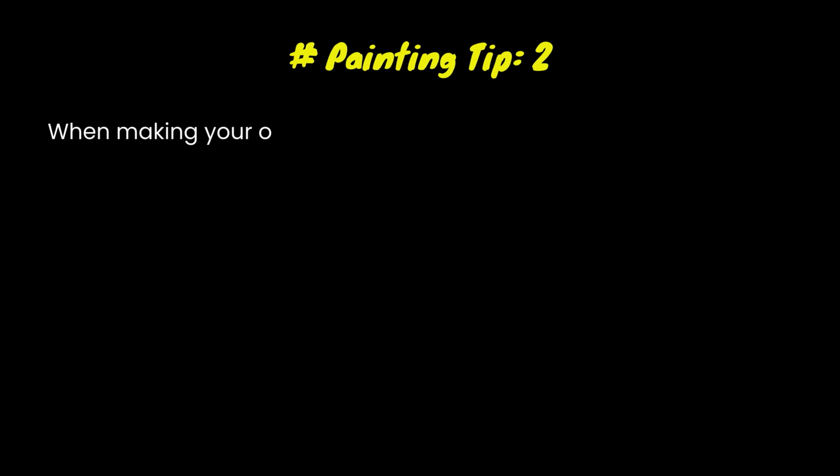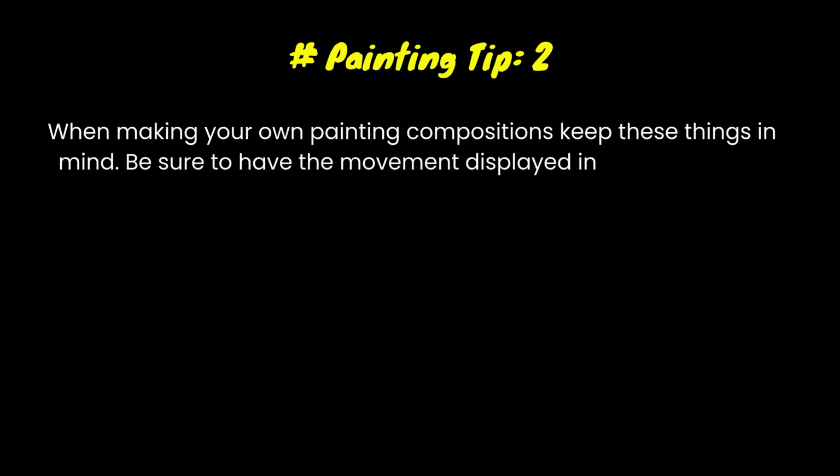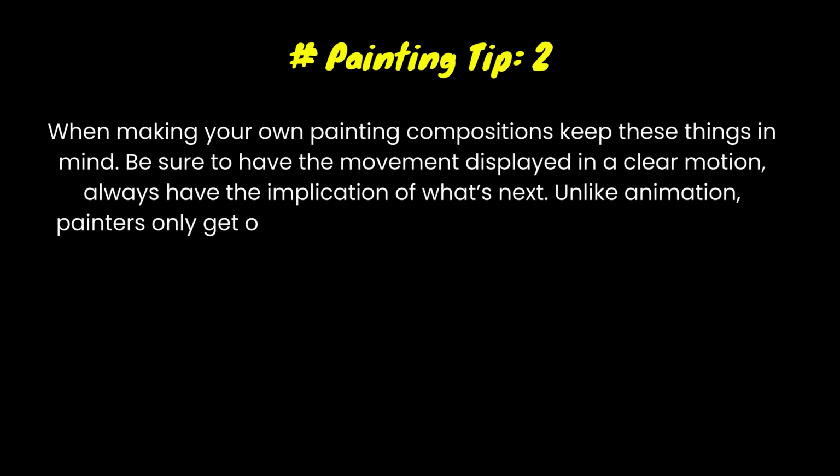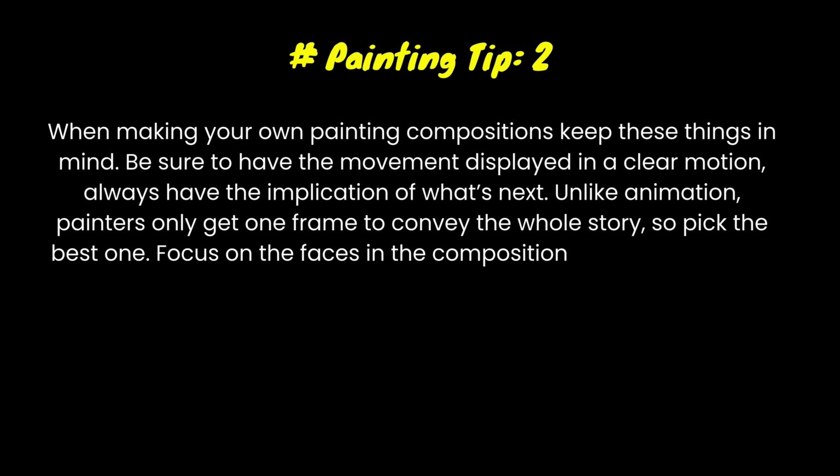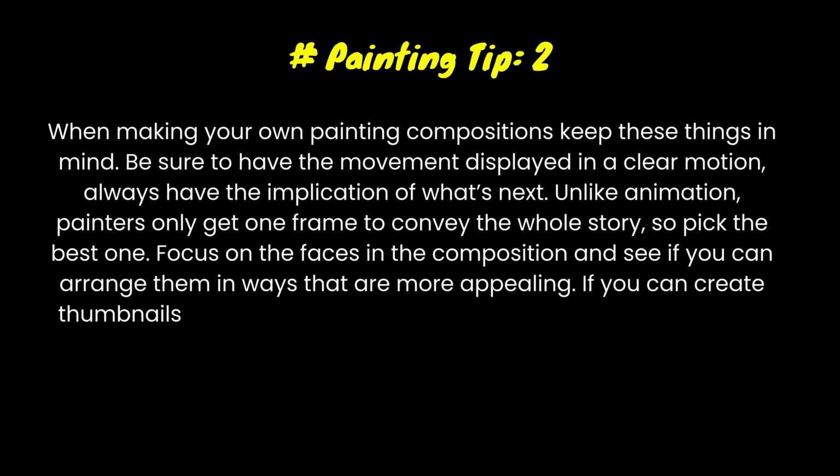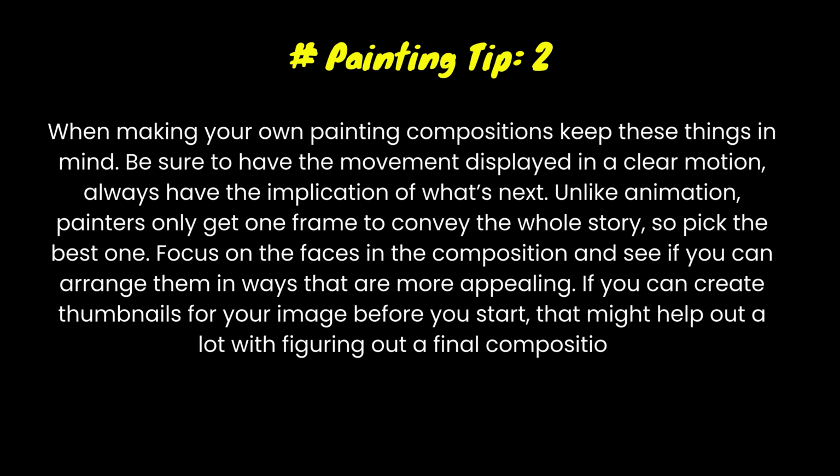When making your own painting compositions, keep these things in mind. Be sure to have the movement displayed in a clear motion, always have the implication of what's next. Unlike animation, painters only get one frame to convey the whole story, so pick the best one. Focus on the faces in the composition, and see if you can arrange them in ways that are more appealing. If you can create thumbnails for your image before you start, that might help out a lot with figuring out a final composition.